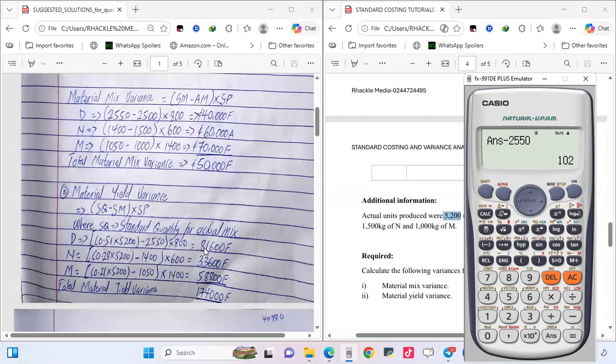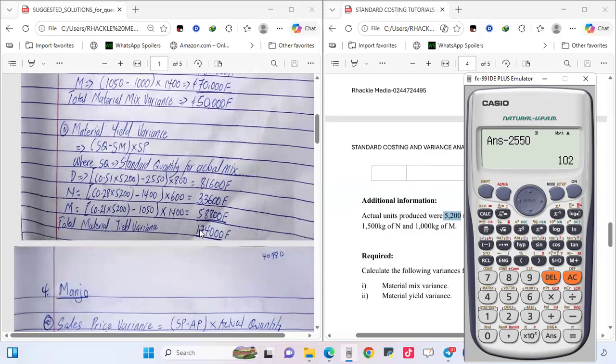Now, why is it favorable? It is favorable because the standard mix is lesser than the standard quantity for actual, the standard quantity they used for the actual mix, right? So we do the same thing for N as well, 0.28 times 5,200 minus 1,400. Then we multiply by the standard rate, we get this. So when we do all, we are going to get a total material yield variance of 174,000.